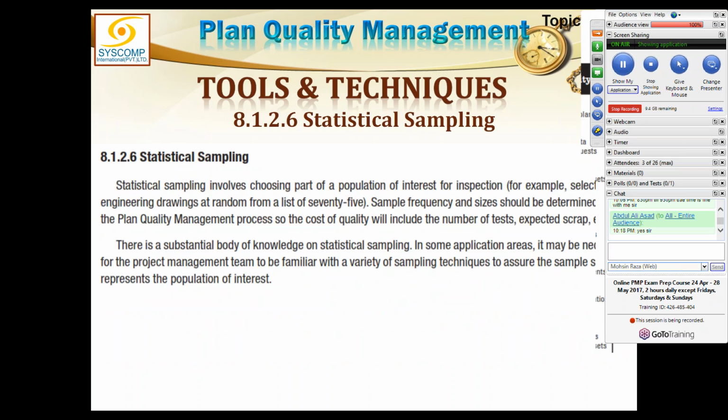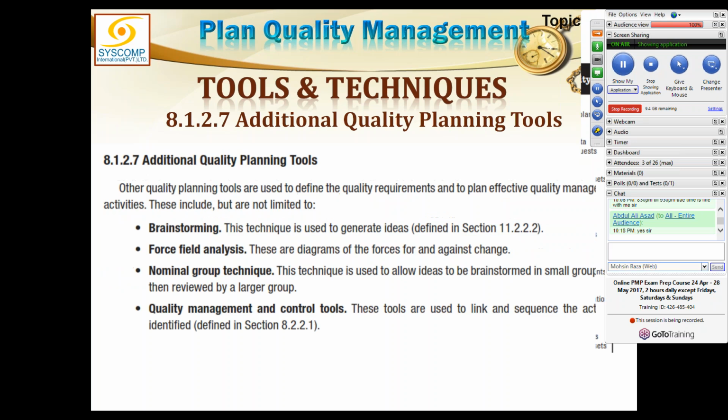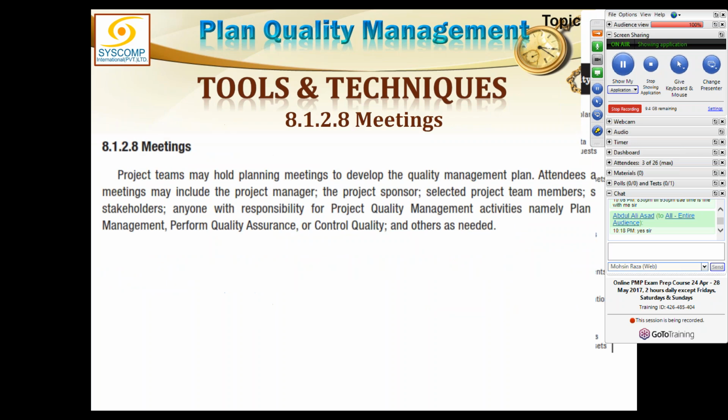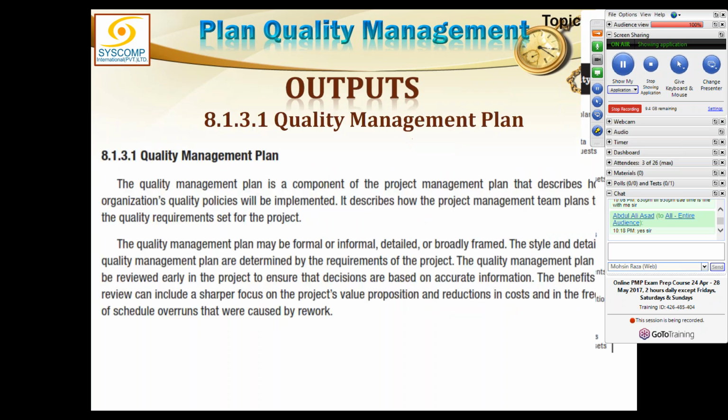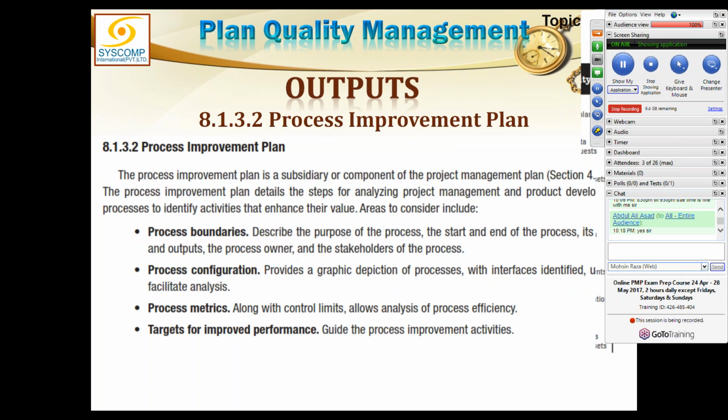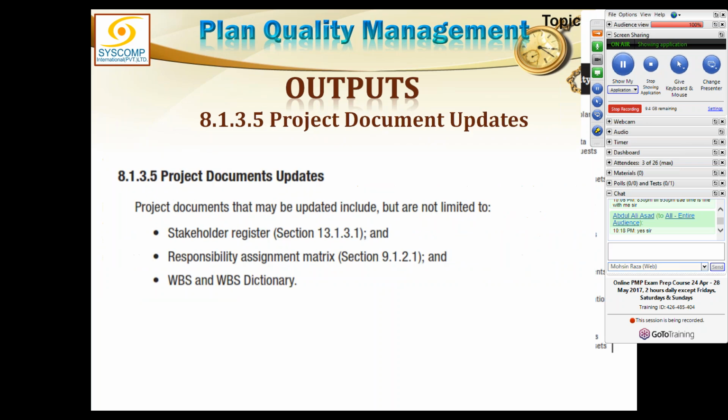Then statistical sampling. Naturally, if there are millions of items to be checked, you can't check each one of them. So you select a statistical sample. Size is determined normally beforehand, and only that sample is checked later. Additional quality planning things could be brainstorming, force field analysis, nominal group techniques, quality management and control techniques, and all that. There could be many things. And meetings is a great tool. And ultimately, you come up with a quality management plan, your process improvement plan, quality metrics, quality checklist, and the project documents. Then you go on to quality assurance.